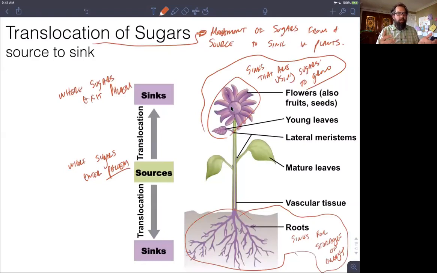And so sources and sinks are not constant throughout the growing season. They change from the beginning of the growing season to the end of the growing season. And so that's an important point: sources and sinks are not constant.